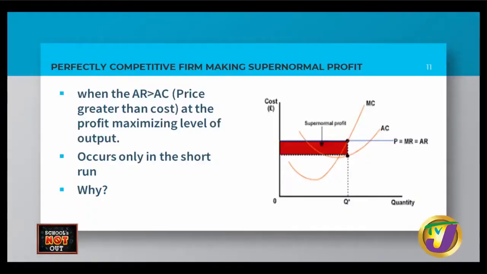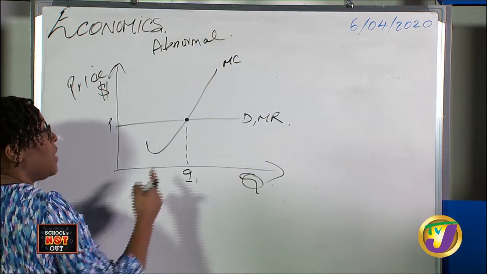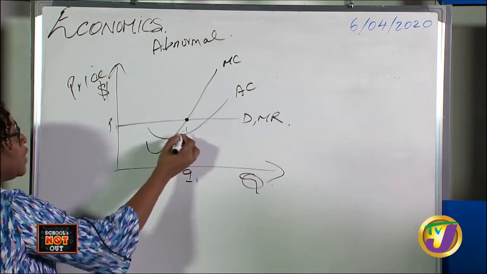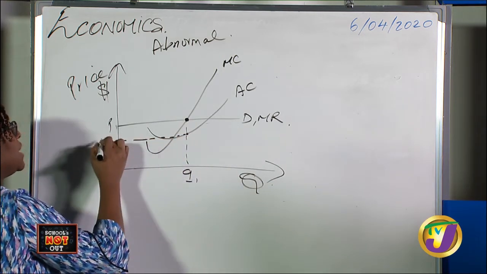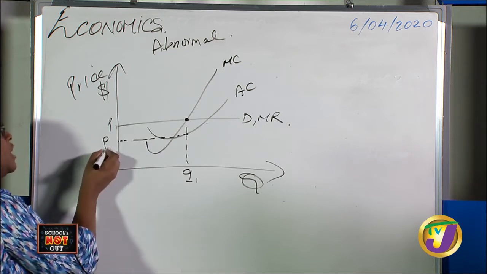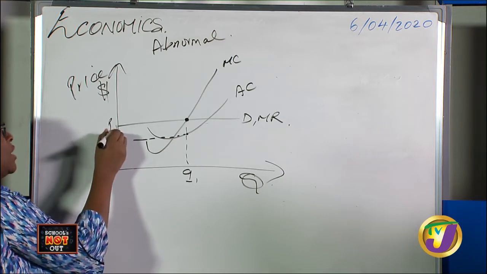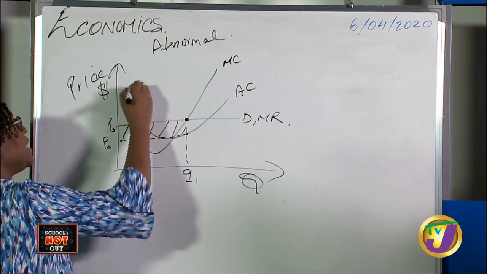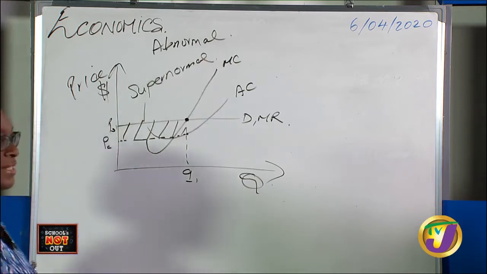So here, because it is making what we call abnormal profit or excess profit, your average cost must be lower than your price. So we put in our average cost curve associated with the profit maximization output level, take it across. For this example, we're going to call it PC, which is your cost of production, and it is less than your selling price, your market price. So all of this here will represent your supernormal profit or your abnormal profit.